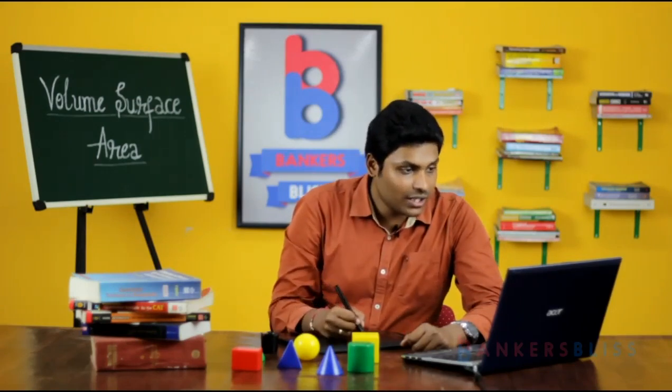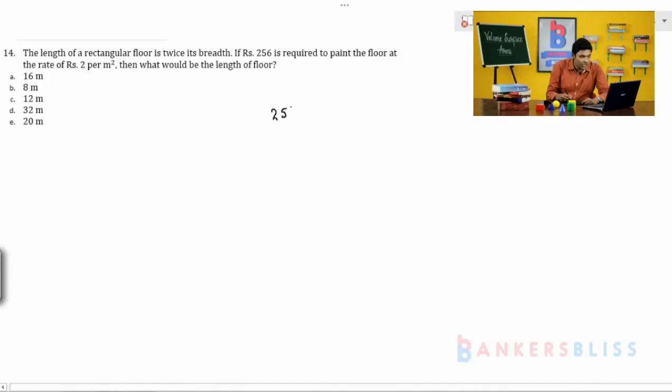See here, we have to paint the entire floor, that is the entire area. Total cost, that is 256. Per meter square, that is 2. So what is the area? 2 ones are 2, 2 twos are 4, 2 eights are 16. So 128 meter square is the area.